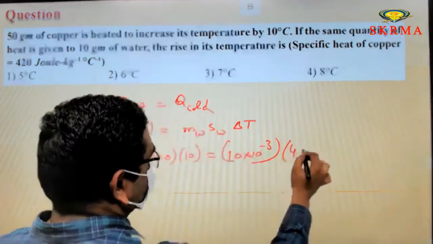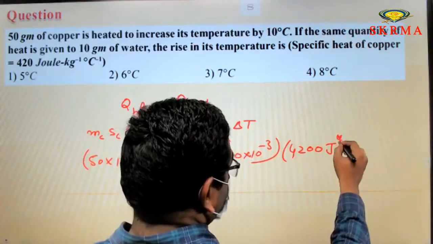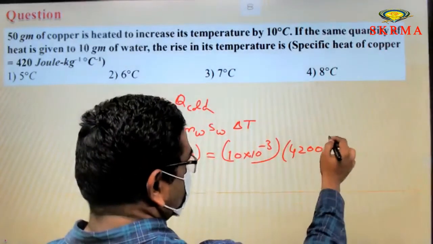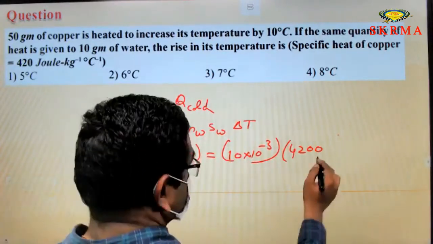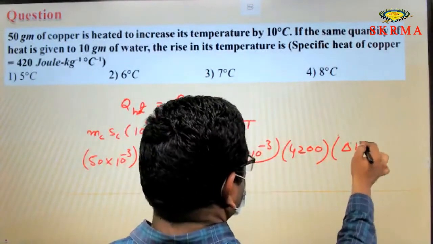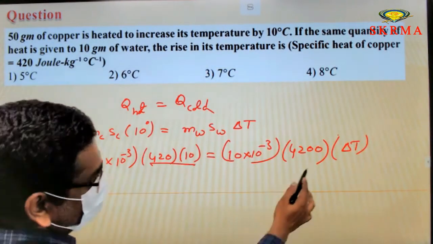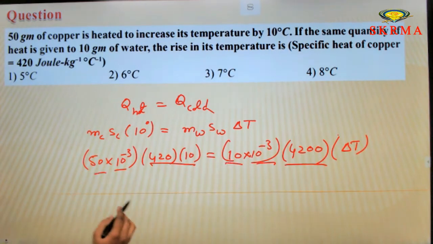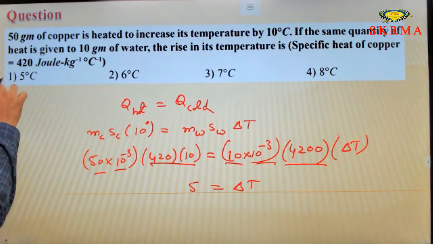Specific heat of water is 4200 joules per kg per Kelvin in SI units, and copper is 420 joules per kg Kelvin, times the change in temperature. Now cancel similar terms. So 420 into 10, 4200 will cancel. 10 power minus 3, 10 power minus 3 will cancel. This 10 is in this one 5 times. So 5 equals delta T. First option.